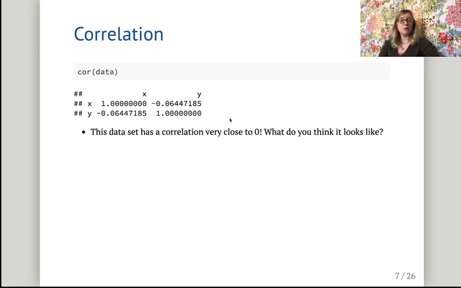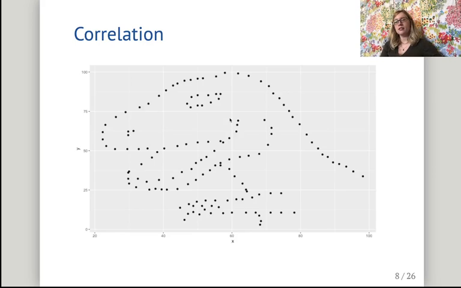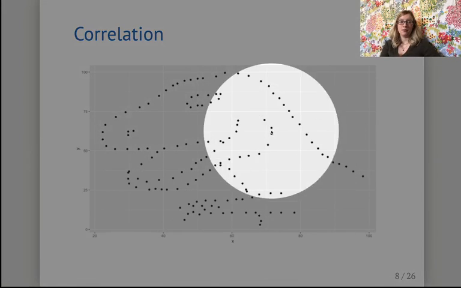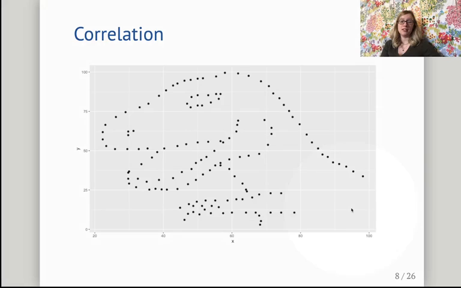So this data set has a very close correlation to 0, so we would expect that there's really not a linear trend. And you're right to expect that there's not. But there is still definitely something happening with this data set. The points are not linearly related, but they do form kind of a cool dinosaur shape. So there's definitely something to be discovered in the plot of this data set.